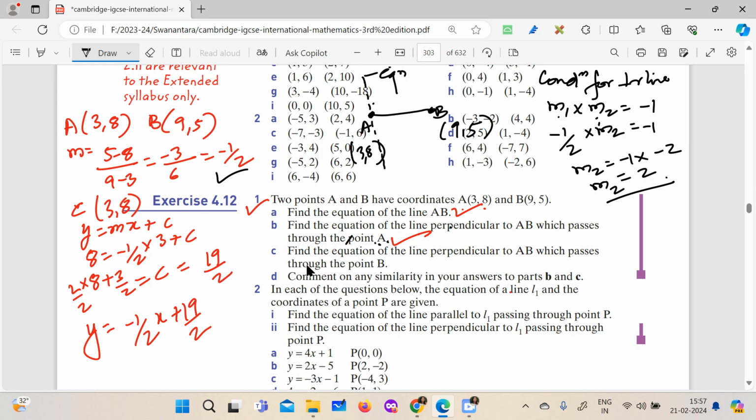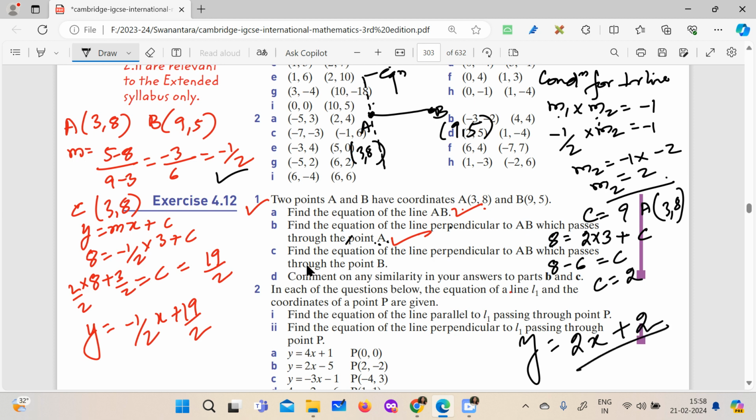To get the equation of the line, again you have to calculate c, as the question says this line is passing through point A, whose coordinates are 3 and 8. So I will calculate c with 3 and 8. 8 is y, so 8 is equal to 2 times x, that is 3, plus c. So you have 8 minus 6 is equal to c, which gives c equal to 2. You have m as 2 and c as 2, so your equation of the perpendicular line is y equals 2x plus 2. Any doubt?